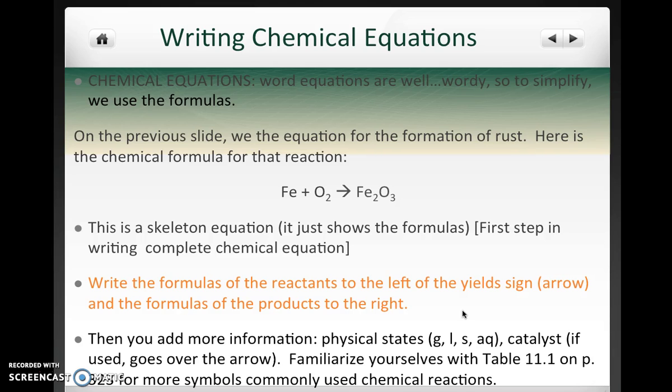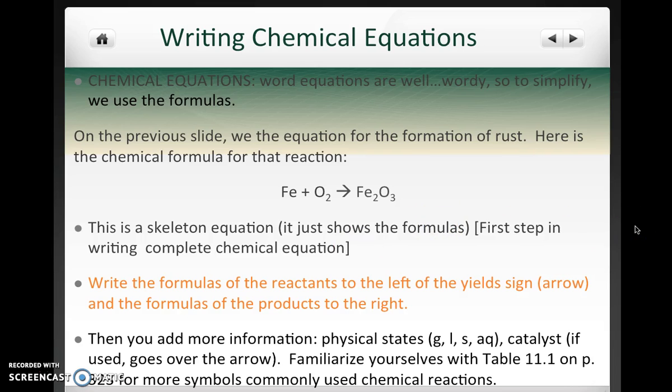All right, the second type of chemical reaction representation that we should write is chemical equations. So we know how to write word equations. And now, because words can be confusing or just really long, we simplify them by using their formulas. So here is the formula for the formation of rust from our previous slide.